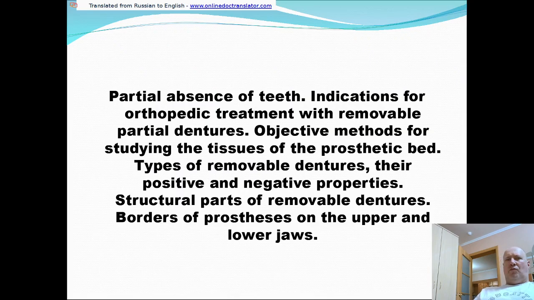Hi everybody. Today we'll discuss the common parts of partial absence of teeth, indications for orthopedic treatment with removable partial dentures, objective methods for studying the tissues of the prosthetic field, types of removable dentures, their positive and negative properties, structural parts of removable dentures, borders of prostheses of the upper and lower jaws.